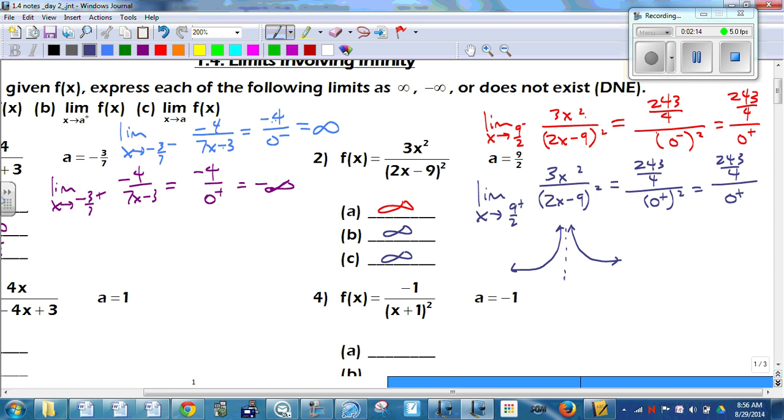Over here, we're going to have the right side going towards negative infinity, the other side going towards positive infinity with an asymptote. Right, so they're going in opposite directions. That's why the limit does not exist.